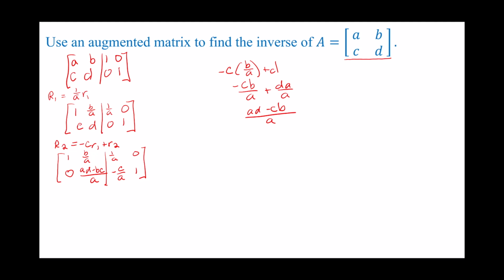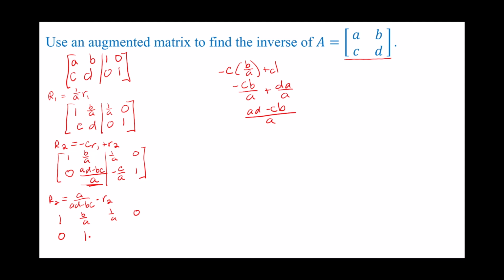Then I'm going to keep going. Every time I'm going to find a common denominator when I need to and simplify as much as I can. So now my next step would be to make my new row 2, this element right here, to be 1. So I'm going to multiply that row by the reciprocal. So my new row 2 will be A over AD minus BC times the old row 2. So my row 1 staying the same. My row 2, I'm multiplying that whole row by the A over AD minus BC.